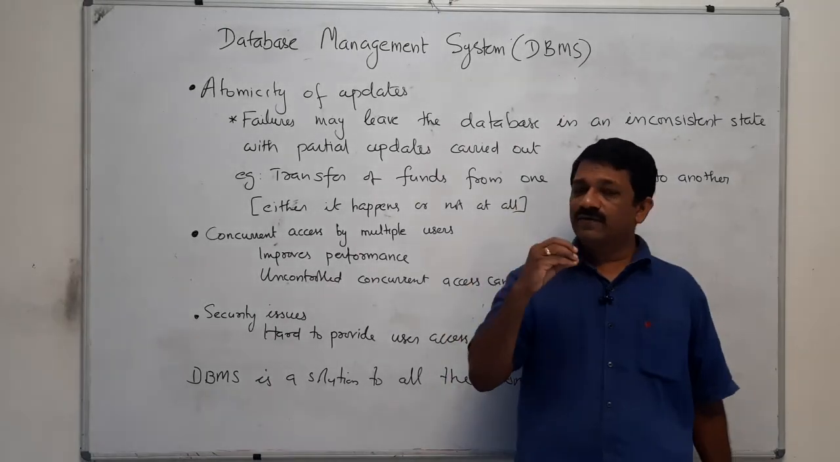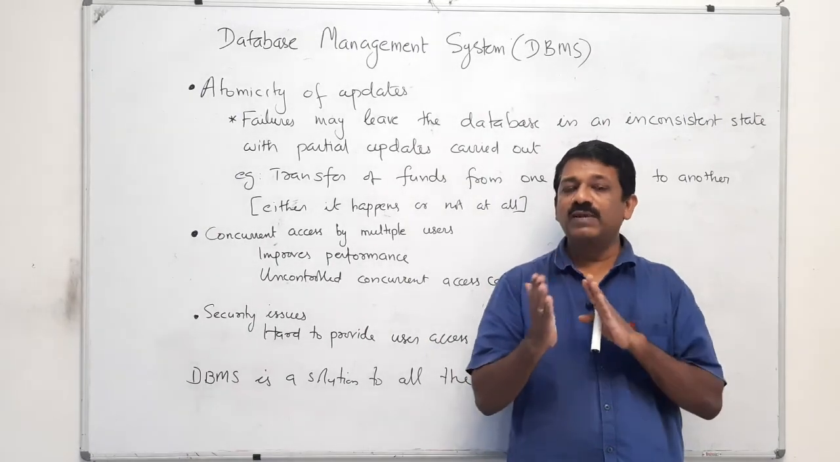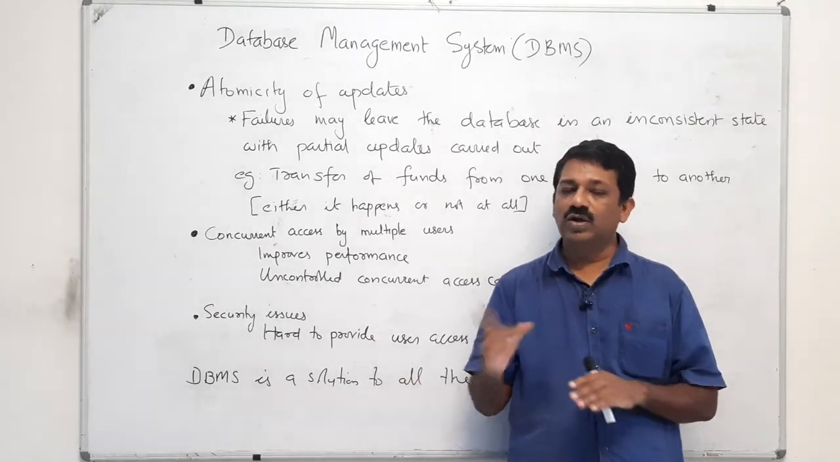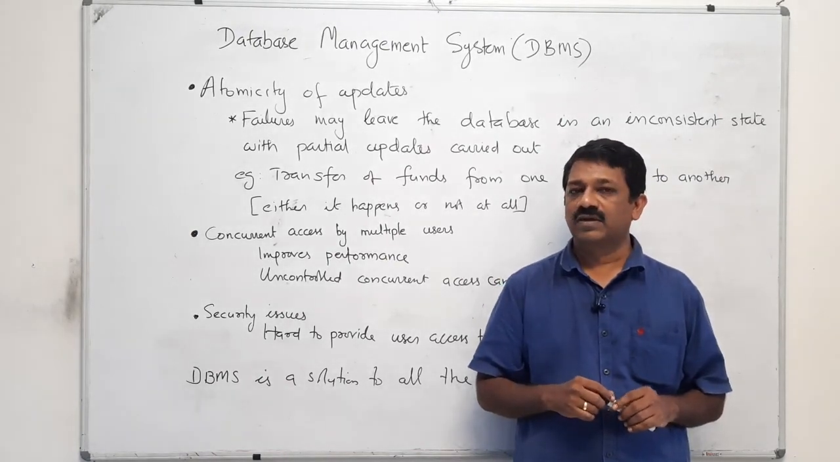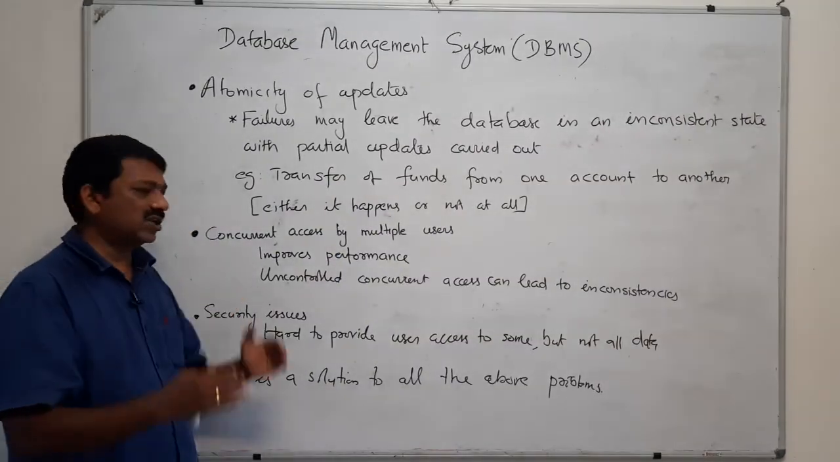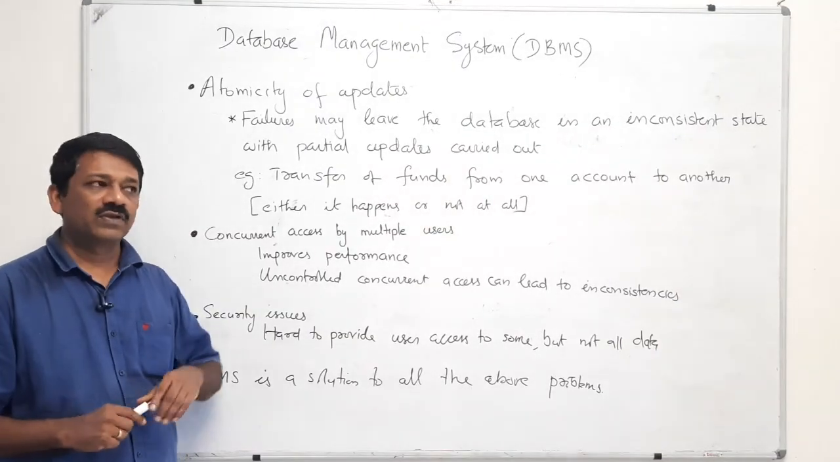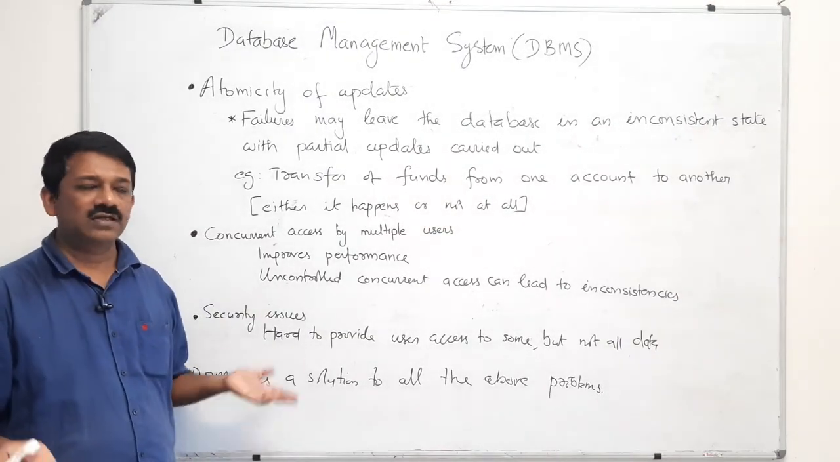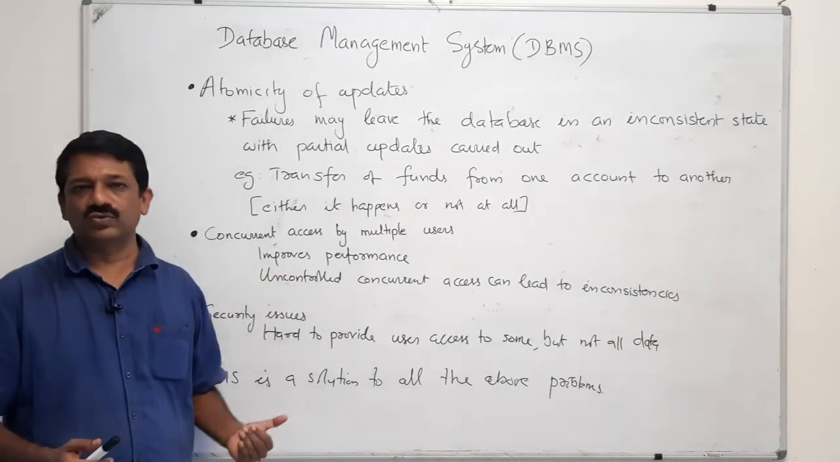But when you are booking that berth, it should not be allocated to two people. Only one person is allowed to book that berth at a time. This kind of restriction, this kind of concurrent access control, is very difficult to provide if you are using a file system, but in a DBMS it is easy to do.